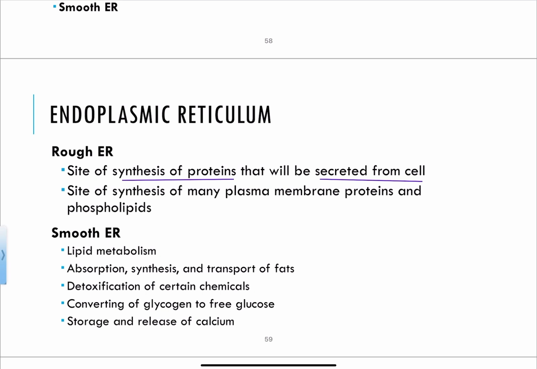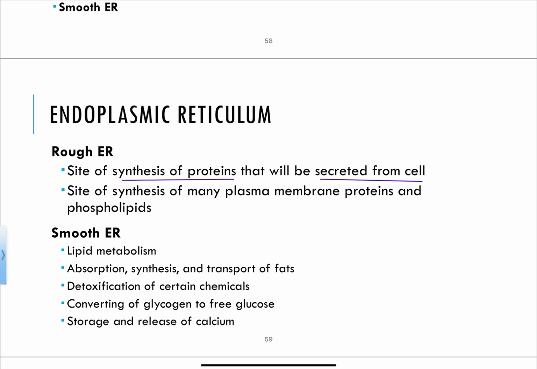Instead, it's responsible for several different things. One would be lipid metabolism, also synthesis of things like cholesterol and phospholipids, absorption, synthesis and transport of fats, and detoxification of certain drugs and pesticides and even some cancer-causing chemicals. It's also able to convert glycogen into free glucose, and it's able to store and release calcium ions, at least in most types of cells like skeletal and cardiac muscle cells.